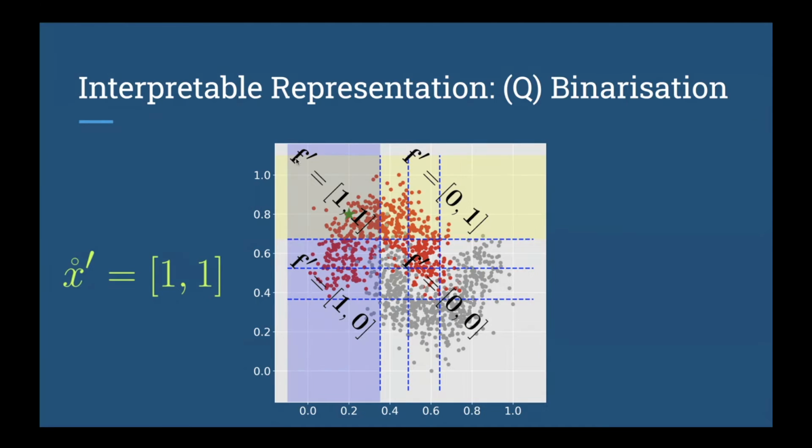1, 1 is the hyperrectangle where our explained instance is. 0, 1 is the same region on the y-axis. Same on the y-axis, but different on the x-axis. This is the same on x, but different on y. And this is different on both x and y when you split. So this gives us the interpretable binary representation for our tabular data.